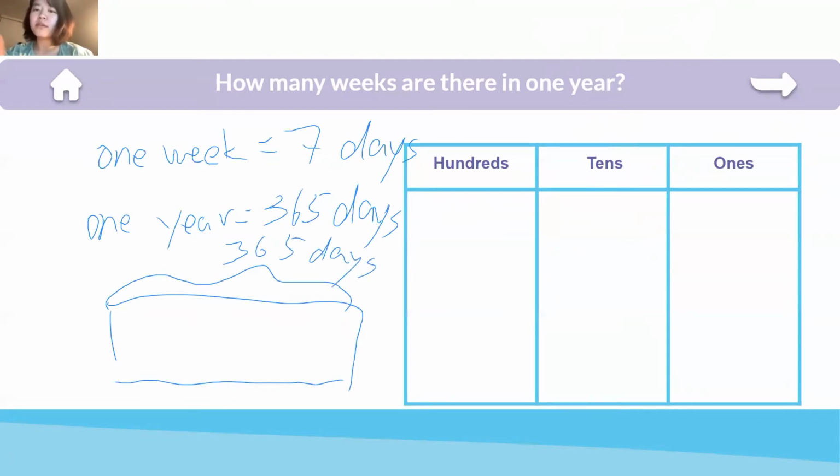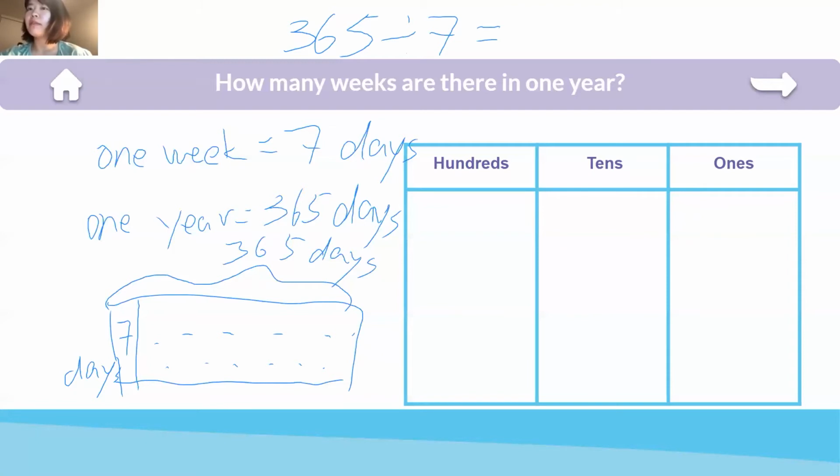And one small bar represents 7 days. And we're looking for how many bars are in 365 days. Okay, so this is what we're looking for. And same, we're putting 365 in the place value chart, because we're using this number to divide with 7.